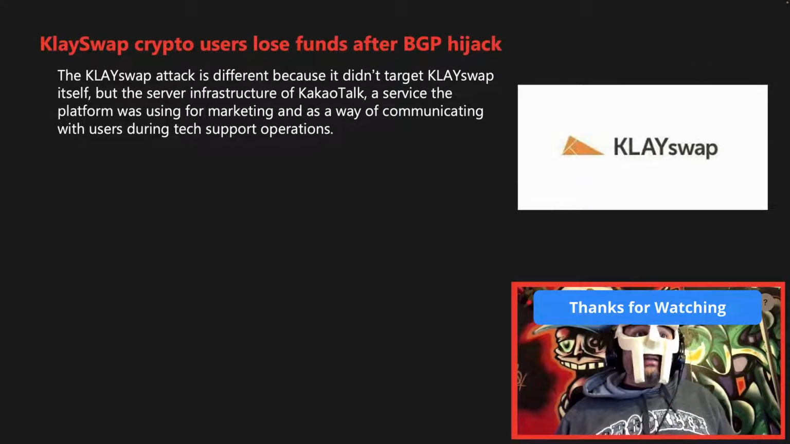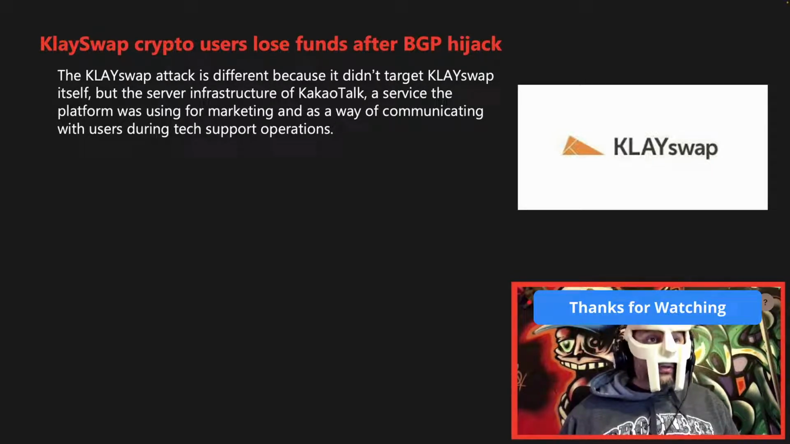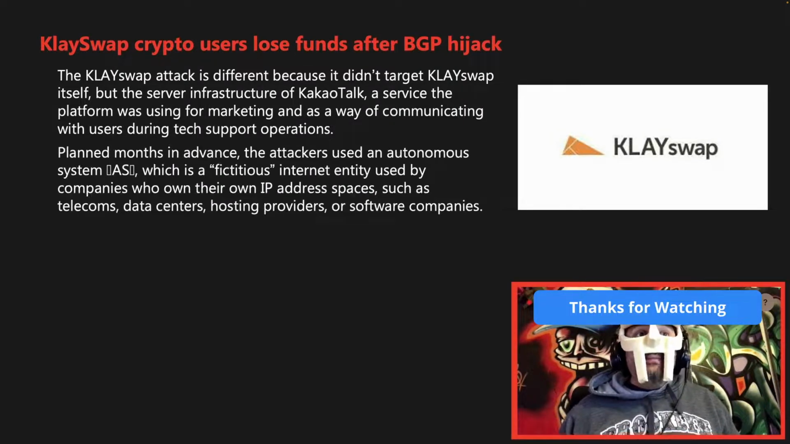The KlaySwap attack is different because it didn't target KlaySwap itself, but the server infrastructure of KakaoTalk, a service the platform was using for marketing and as a way of communicating with users during tech support operations. Planned months in advance, the attackers used an autonomous system, which is a fictitious internet entity used by companies who own their own IP address spaces, such as telecoms, data centers, hosting providers, or software companies.